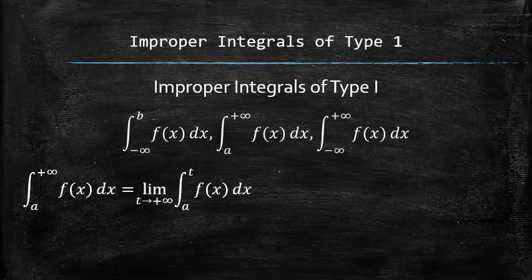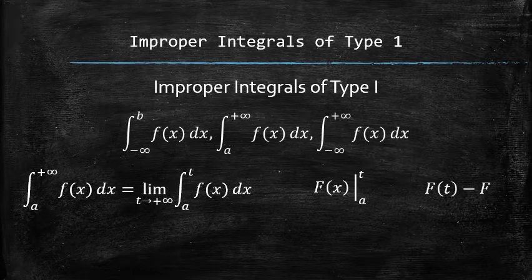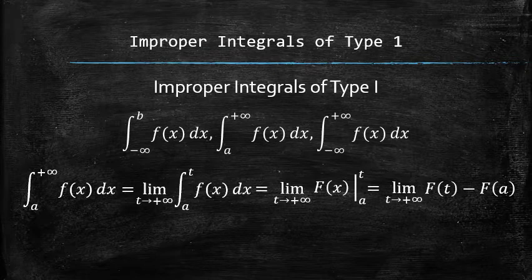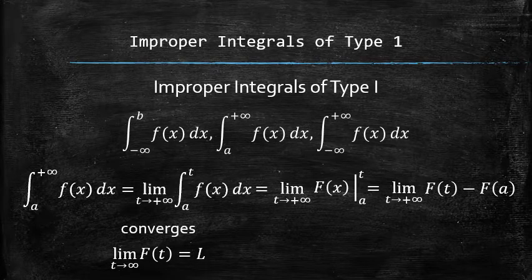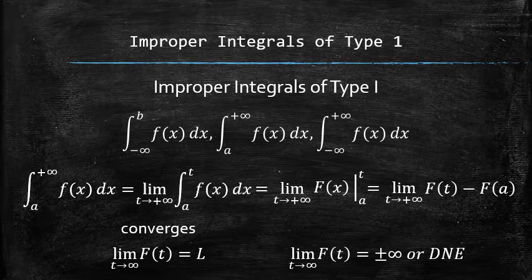Now that we don't have to worry about the infinity in the upper limit, we can find the general antiderivative and apply the fundamental theorem of calculus, and only then focus on finding the limit of the resulting function in terms of the new variable t. If the limit is finite, then we say that the original integral converges. Otherwise, if the limit is infinite or doesn't exist, we say that the original integral diverges.